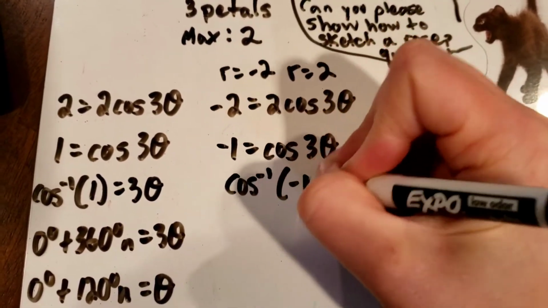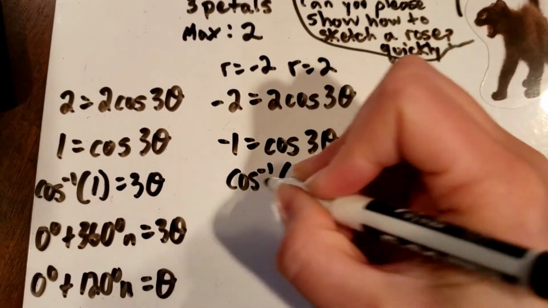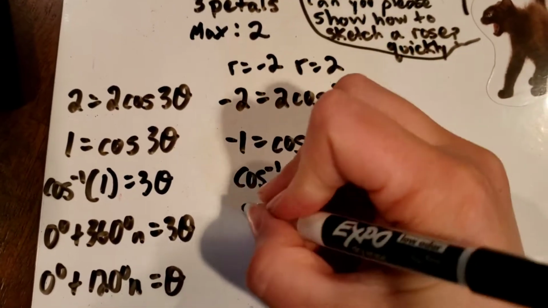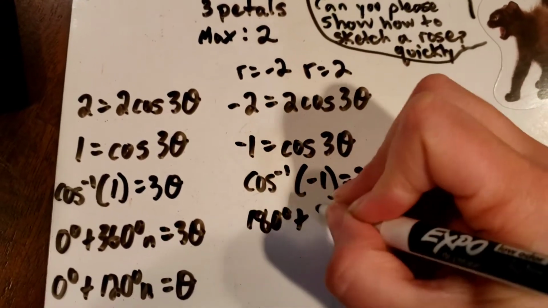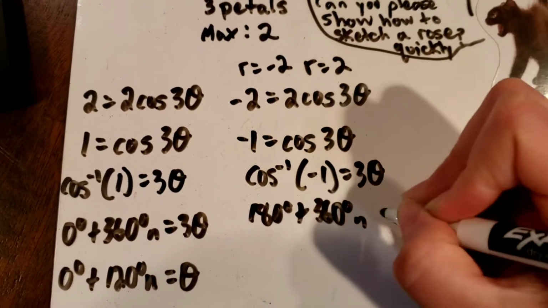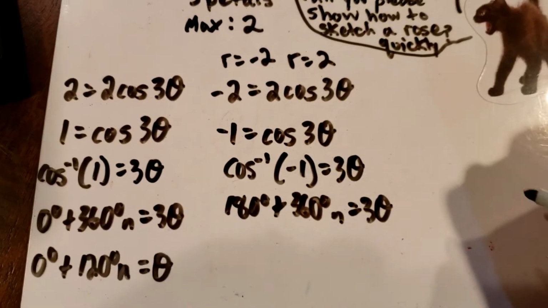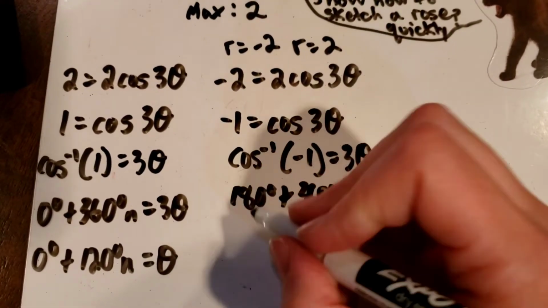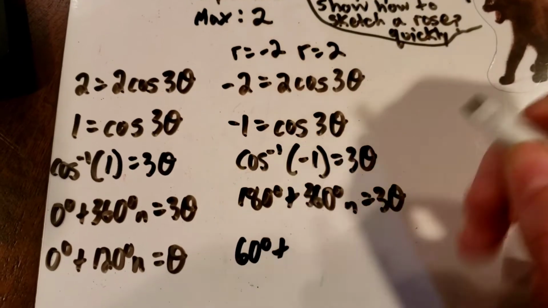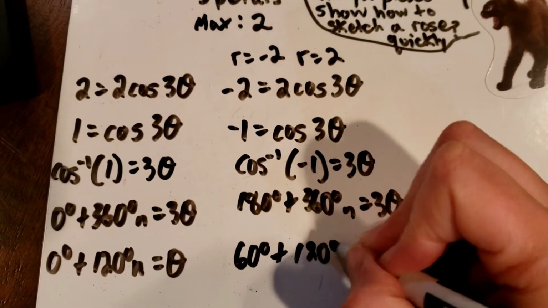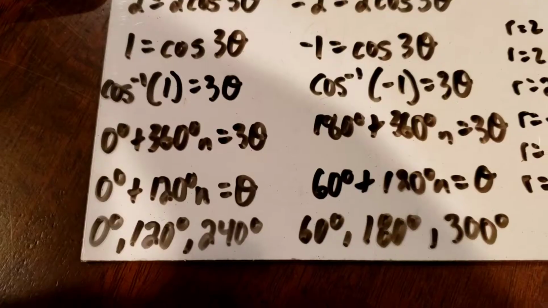Inverse cosine of -1 equals 3 theta. When does cosine equal -1? 180 degrees plus 360 degrees n equals 3 theta. Divide everything by 3, and we get 60 degrees plus 120 n equals theta.